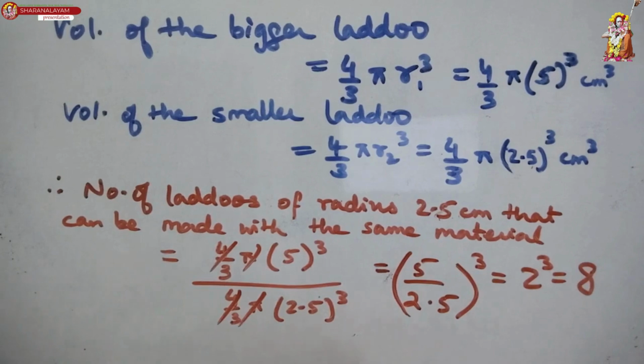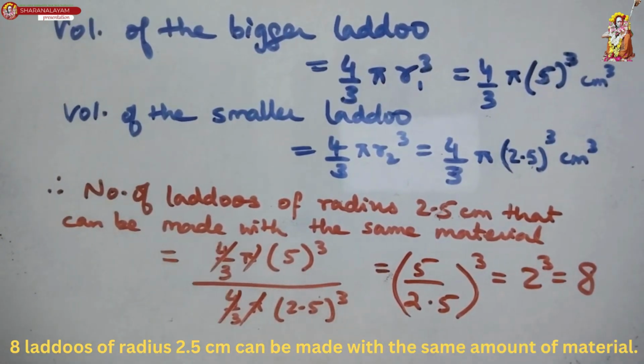So now we are getting 8. So that means 8 laddus of radius 2.5 centimeters can be made with the same amount of material.